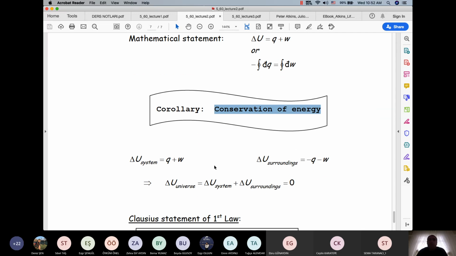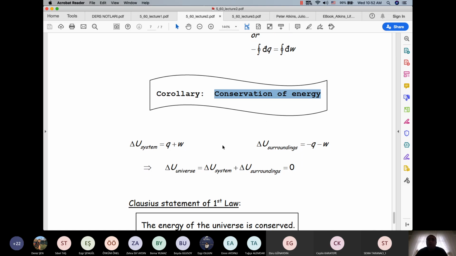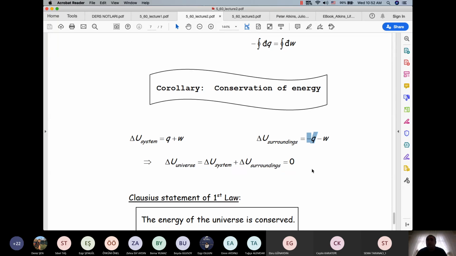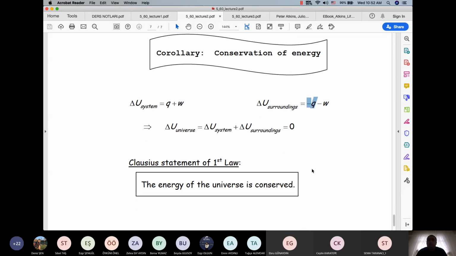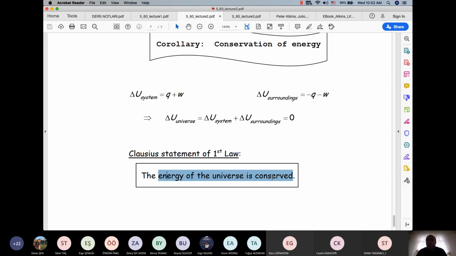So if the system is doing Q plus W, then the surroundings have minus Q, any Q that the system does on the surroundings, right? And together with this, the universe's energy does not change at all. So the energy of the universe is conserved.